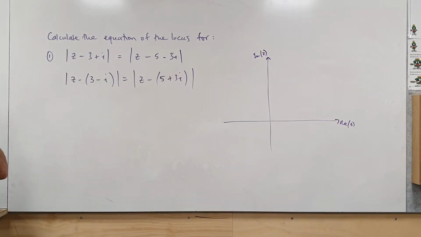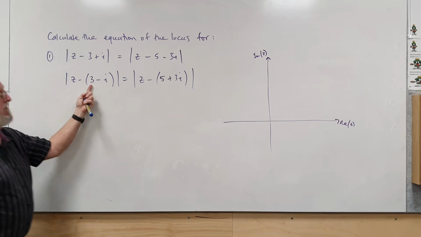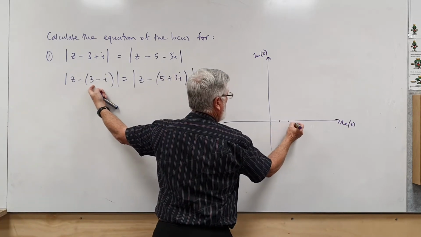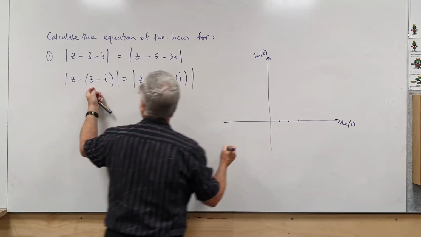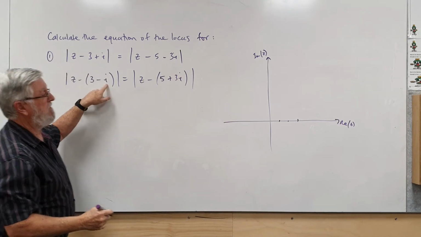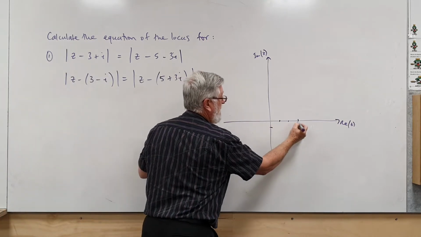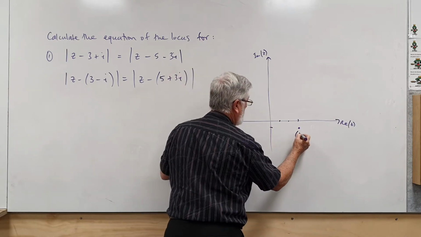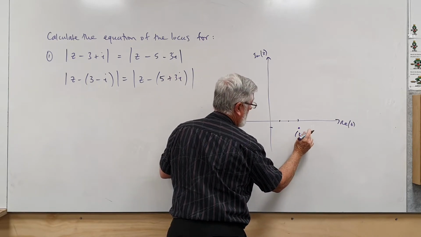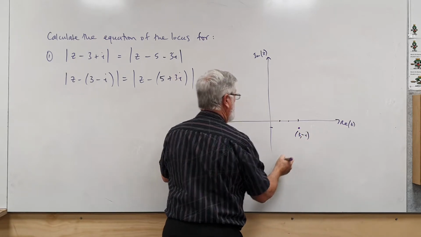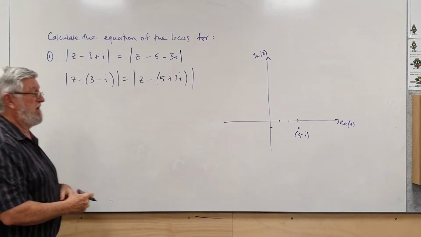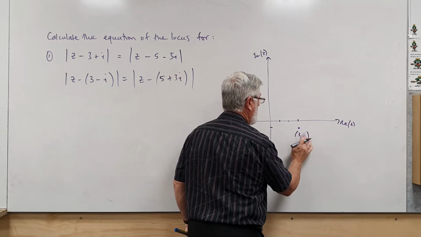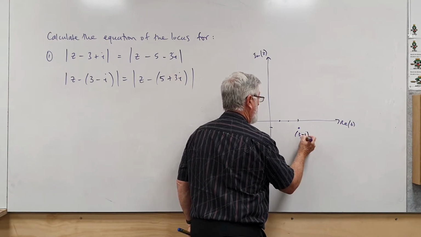Maybe. Yeah. So the real part is 3. I go 1, 2, 3, and I go down 1 for the imaginary, so down to there. So there's the first one. I could write that as 3 minus I. I can write as 3 minus 1. I can write all sorts of stuff there. Doesn't matter which one I write it as.